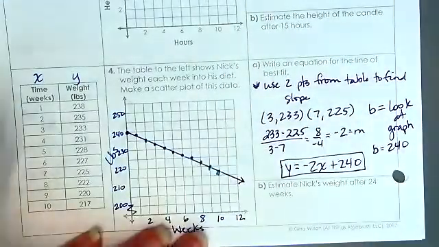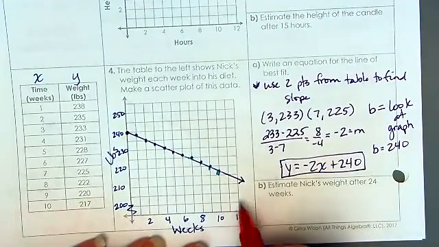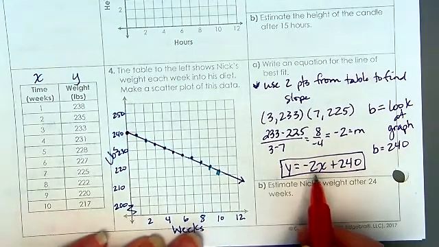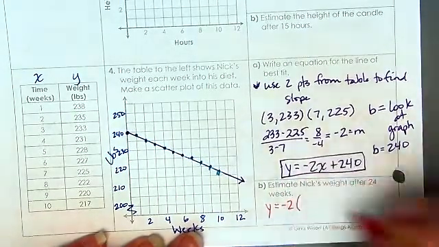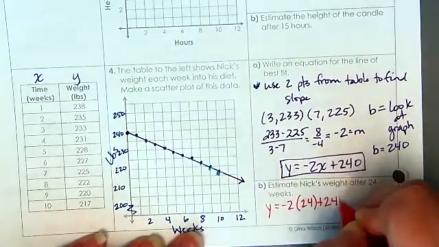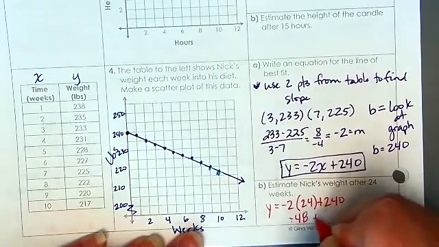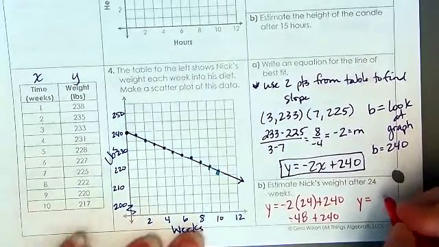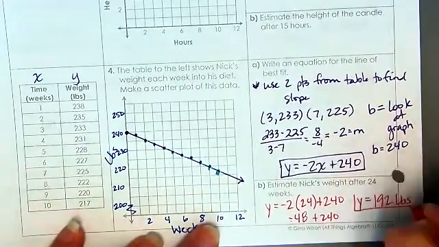There's my equation. Now, estimate Nick's weight after 24 weeks. I can't do that on the graph. That's why I have to know how to use the formula, my equation. So I'm going to have y equals -2 times 24 plus 240. So that's going to give me -48 plus 240, which gives me that y equals 192 pounds.